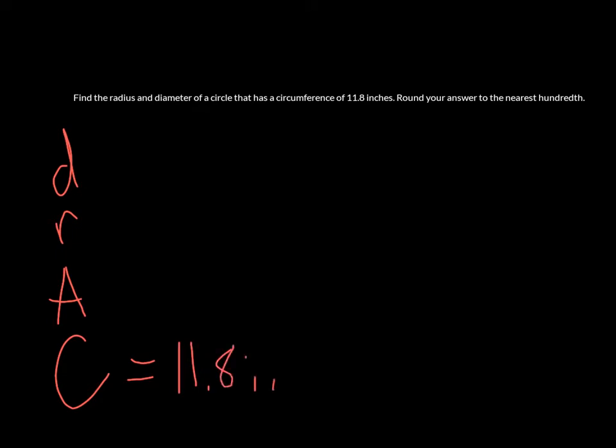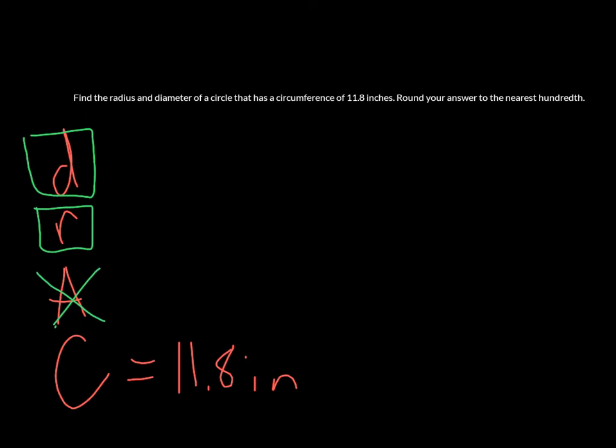So we're going to go ahead and start just like we always do with our card strategy, and look at the information that they give us. They say the circumference is 11.8 inches. And we want to find the radius and diameter. So we want to find this and this. You'll notice nothing in our problem has anything to do with the area. So I'm just going to put an X through that because I don't need to worry about it.